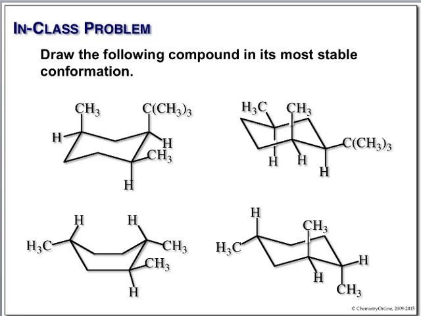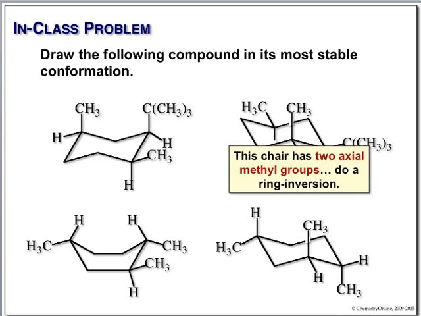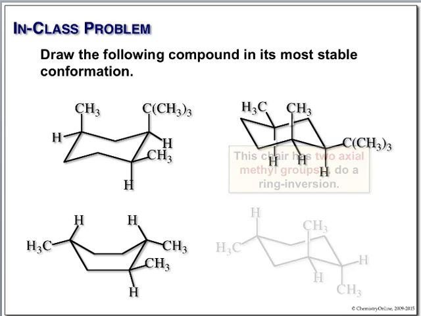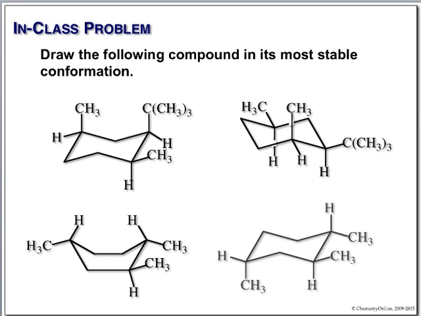Ring inversion. I'm going to drag one end up, one end down, and I should get something that looks like this. I dragged it up, dragged it down. I now have 2 equatorial methyls, 1 axial.